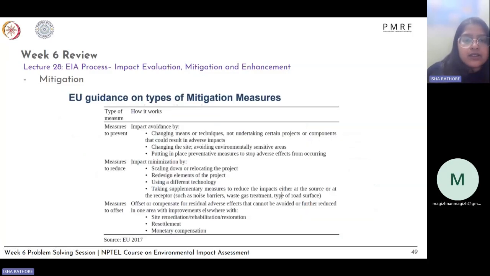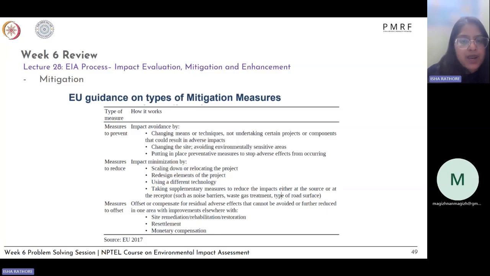Okay. Then we also have the EU guidance on the types of mitigation measures which are there. So measures to prevent. So impact avoidance can be done by changing means or techniques, that is, not undertaking certain projects or components that can result in adverse impacts. Changing the site, avoiding any environmentally sensitive areas, putting in place preventive measures to stop adverse effects from occurring.